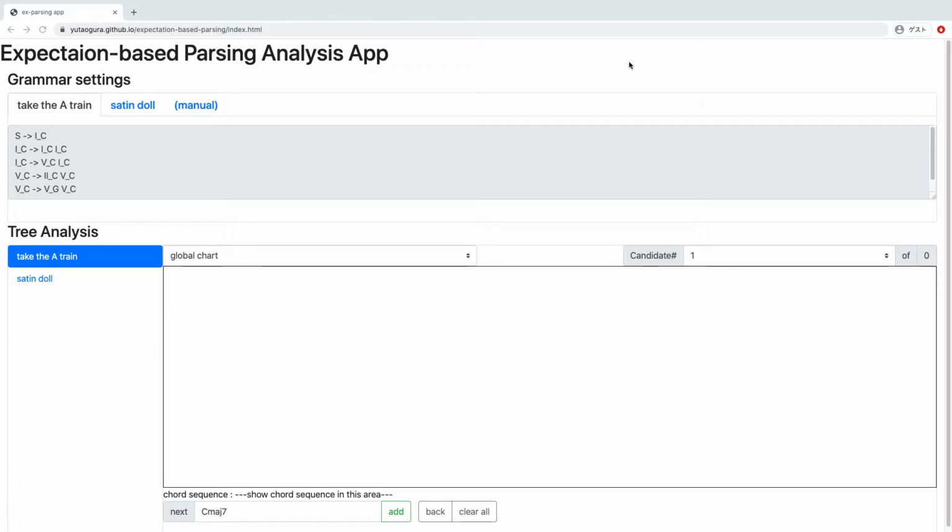Here, we will take a look at how the incremental chart puzzle works by analysis of a famous jazz standard song, Take the A Train, as an example. This time, we will use the web application implemented for this paper.